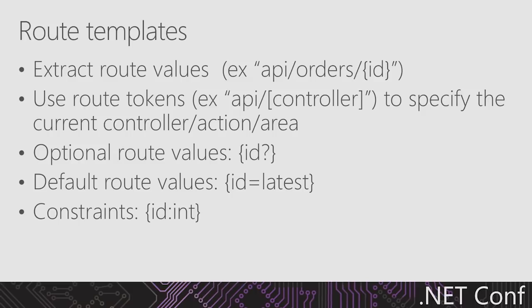You can also put constraints on your route values using colon syntax. For example, if you want the route value to be of a specific type, or if you want it to match a regular expression, you can do that using colon. So id:int means that this route value only should match if the value is actually an integer. Otherwise, the route shouldn't match at all.